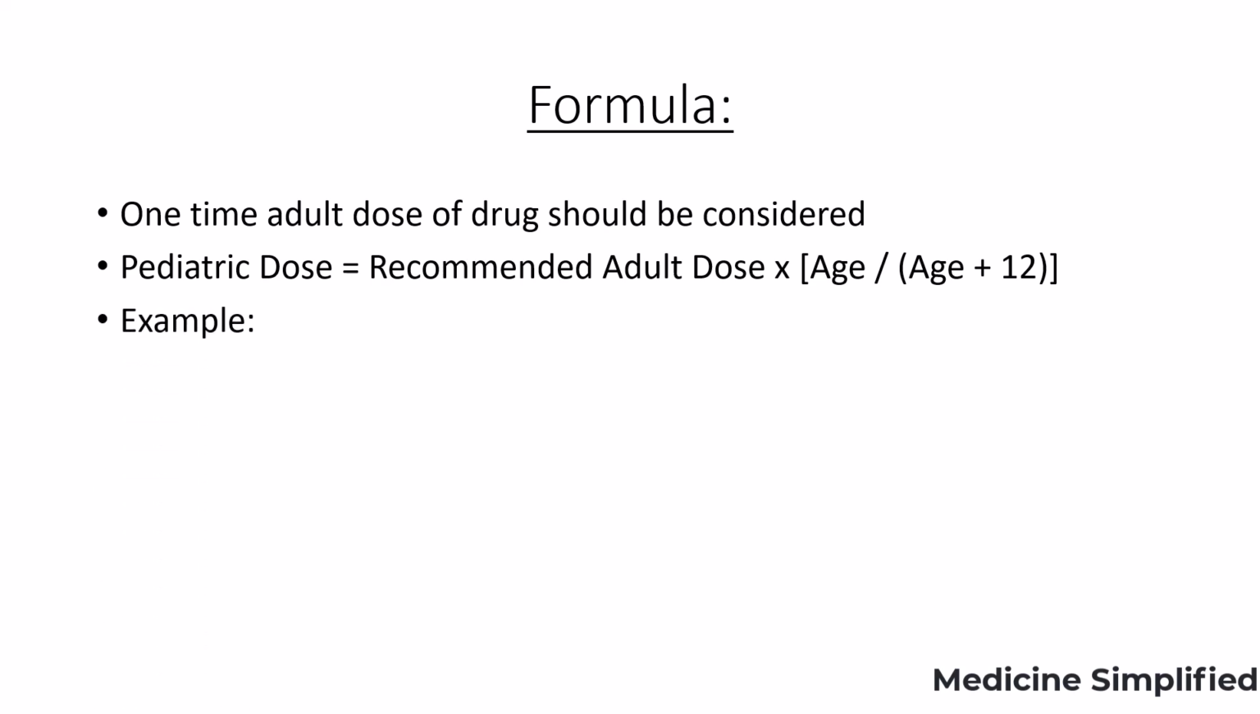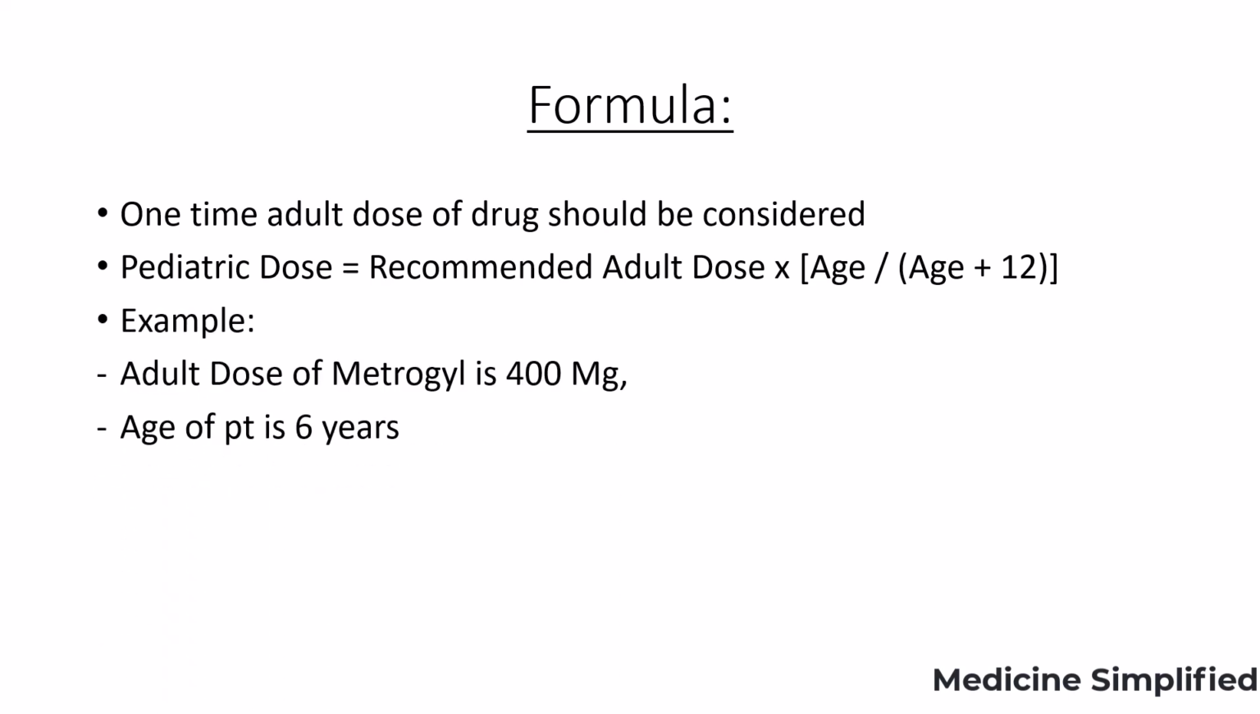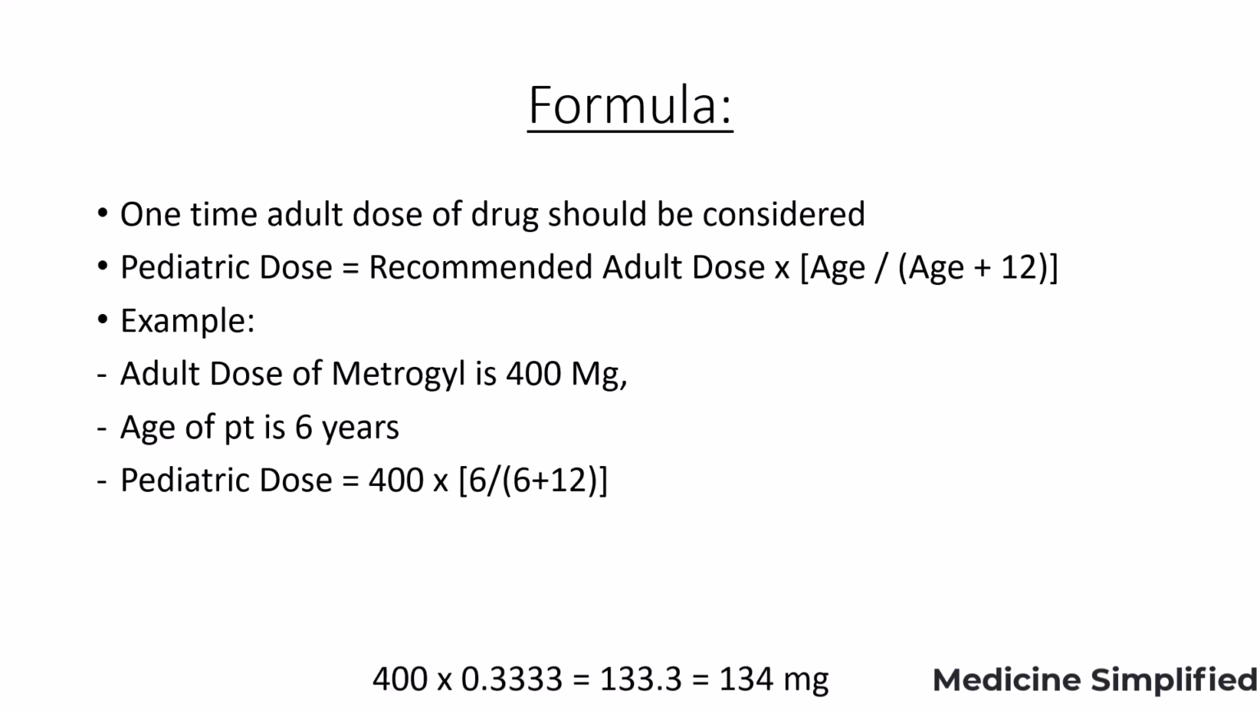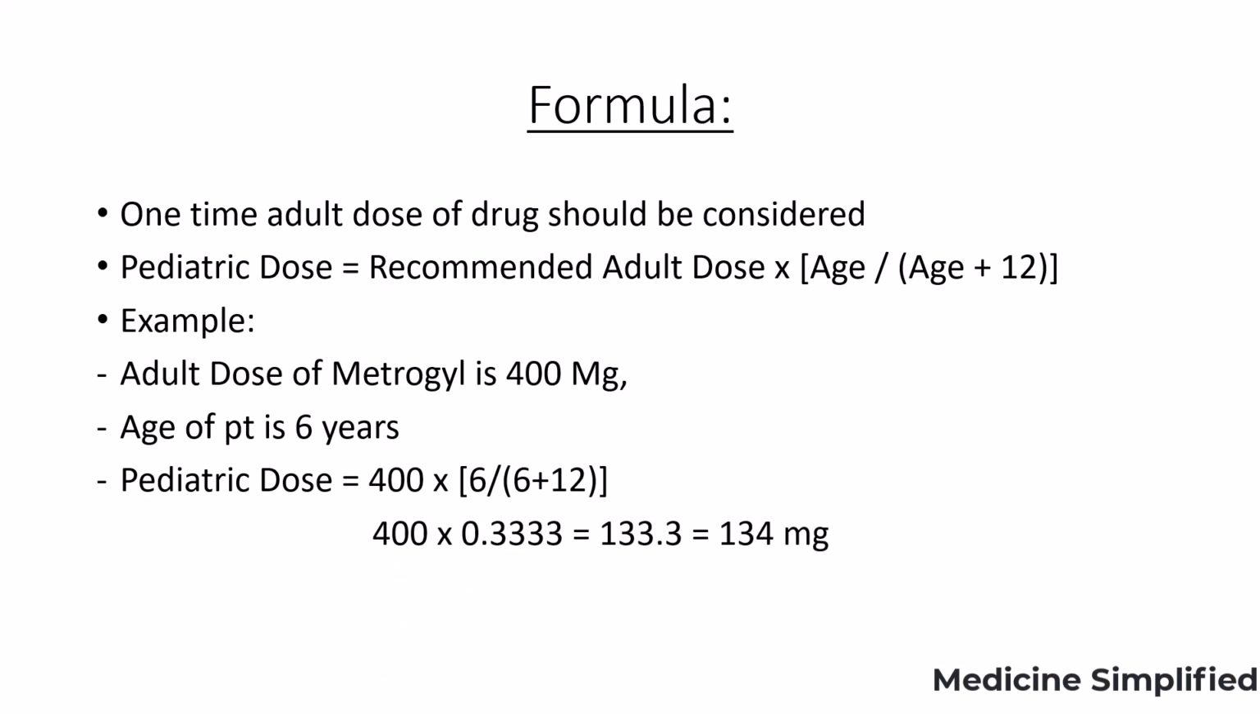Let me show you an example. The adult dose of Metrogyl is 400 mg and the age of the patient is 6. Now we will calculate the pediatric dose. That is 400 into 6 by 6 plus 12. That is 400 into 6 by 18, which gives 400 into 0.333, which is equal to 133.3, approximately 134 milligrams. 134 milligrams is the pediatric dose calculated based on the age of the patient.